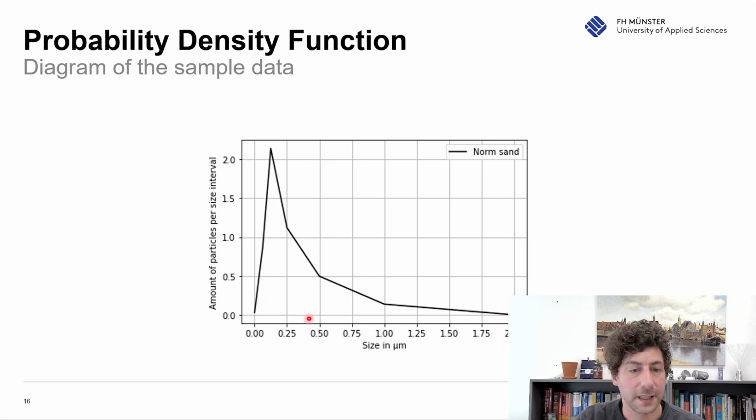Here is the size, and here we now see very clearly the maximum, and this is the largest fraction in my sample. So most of the particles are in this size here, and then it's decreasing. Now you could also work with some statistical numbers, but I will make an additional video for this. Here I just want to introduce the diagrams, and this is the probability density function.